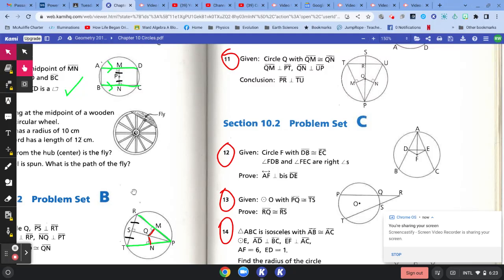Hi, this is Mr. Ward, and welcome to another Circles Geometry video from Chapter 10, Section 2 on congruent chords. In this video, I'm going to talk about problems 11, 12, 13, and 14. Let's start off with number 11.